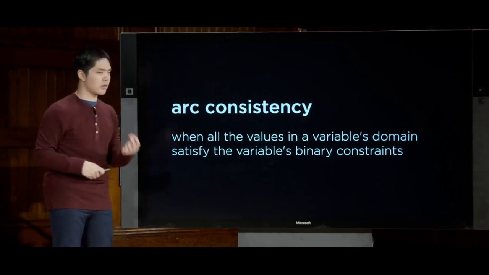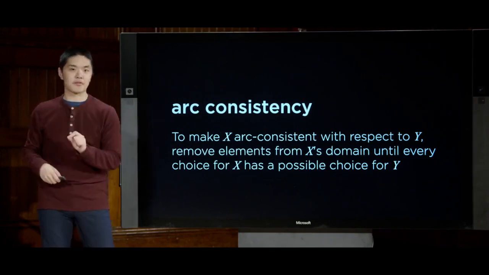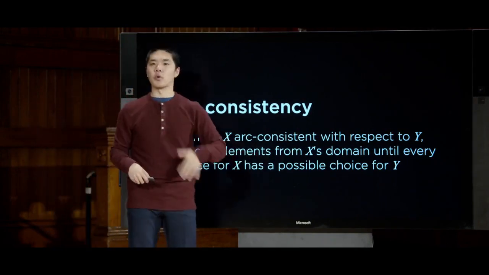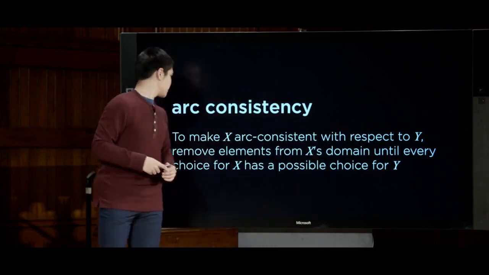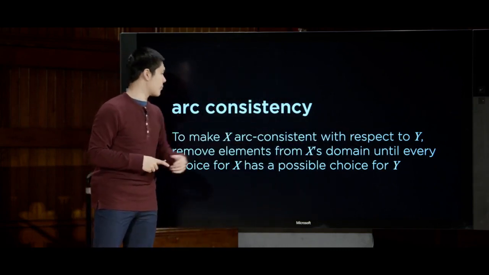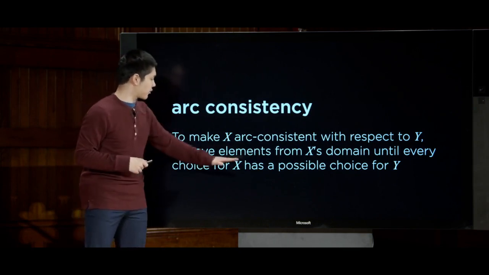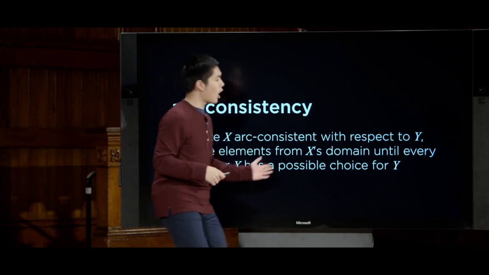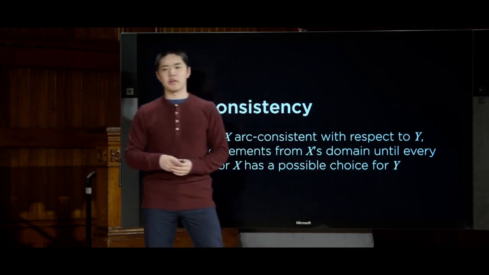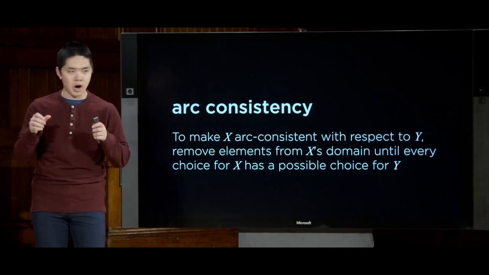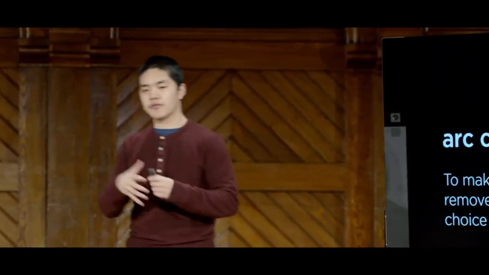We can define arc consistency a little more precisely like this. In order to make some variable x arc consistent with respect to some other variable y, we need to remove any element from x's domain to make sure that every choice in x's domain has a possible choice for y. So put another way, if I have a variable x and I want to make x arc consistent, then I'm going to look at all of the possible values that x can take on and make sure that for all of those possible values, there is still some choice that I can make for y, if there's some arc between x and y, to make sure that y has a possible option that I can choose as well.